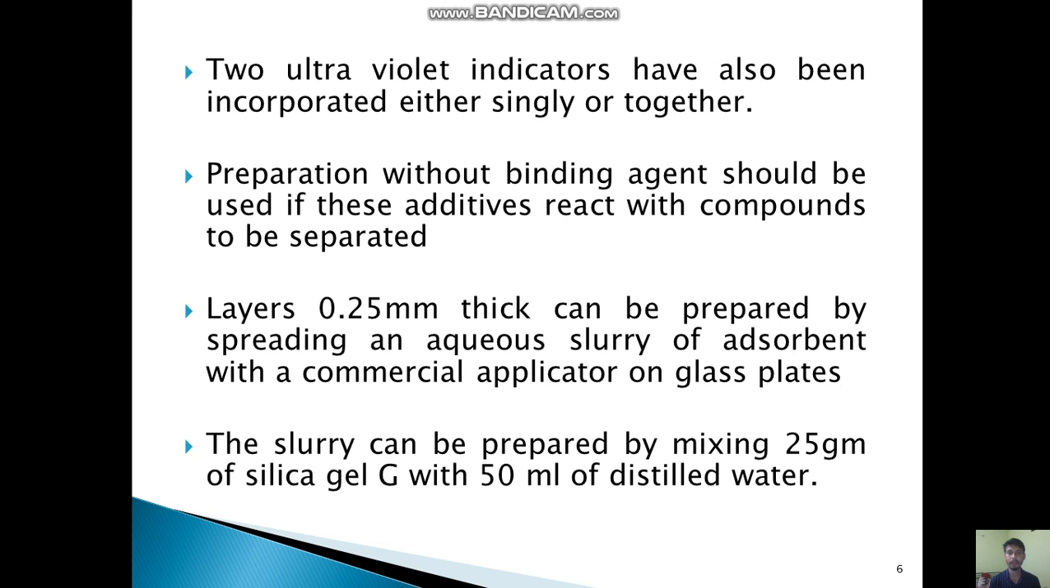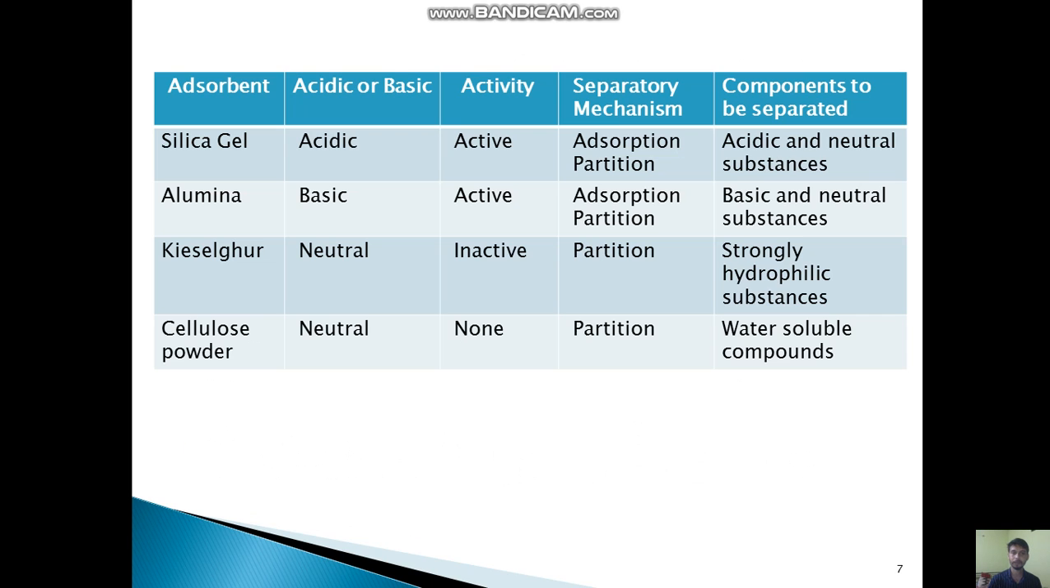Layers of 0.25 mm thickness can be prepared by spreading an aqueous slurry of adsorbent, like cellulose, silica, Kieselguhr, and alumina, with a commercial applicator on glass plates. You can use glass plates also. The slurry can be prepared by mixing 25 grams of silica gel G with 50 ml of distilled water.